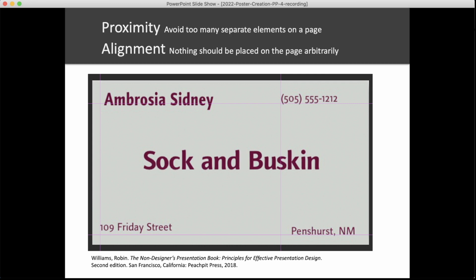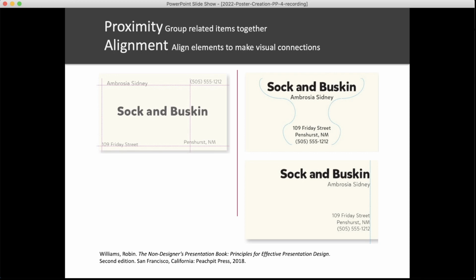The proximity principle states you should avoid too many separate elements on a page. The alignment principle states nothing should be placed on the page arbitrarily. So here is a comparison before and after the proximity and alignment principles are applied.